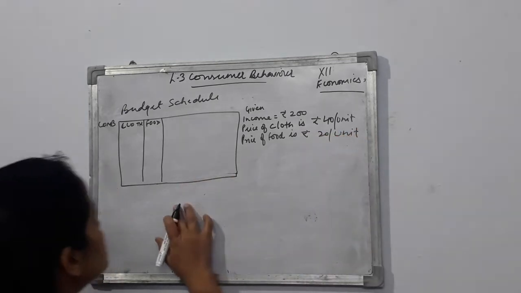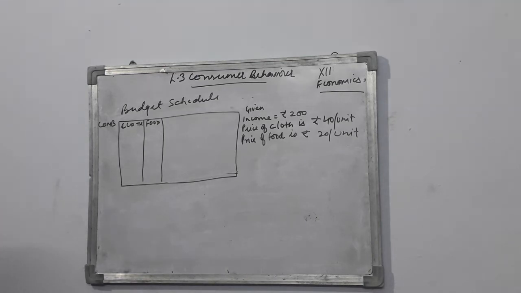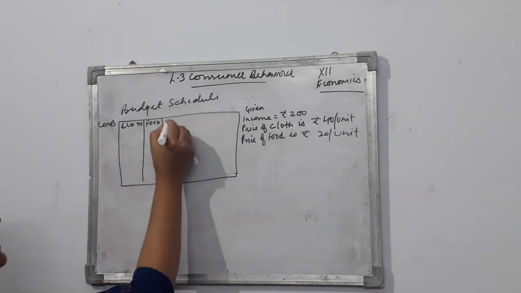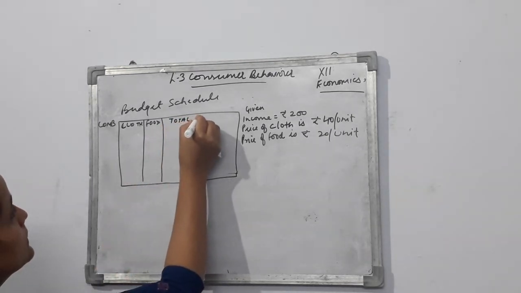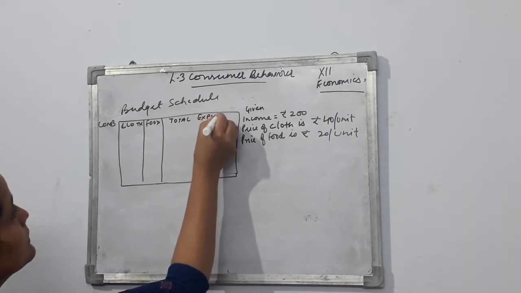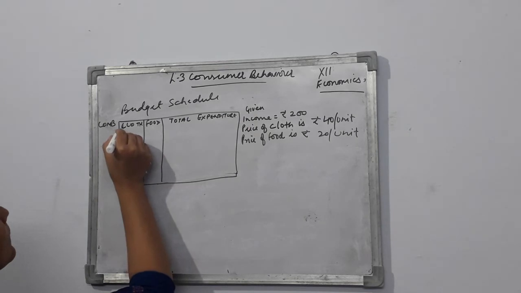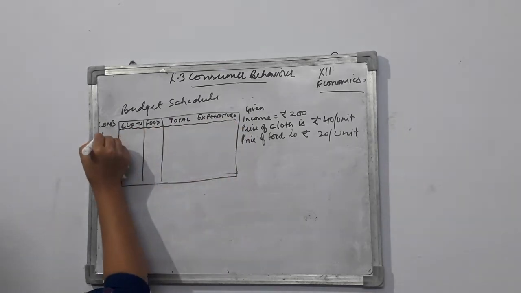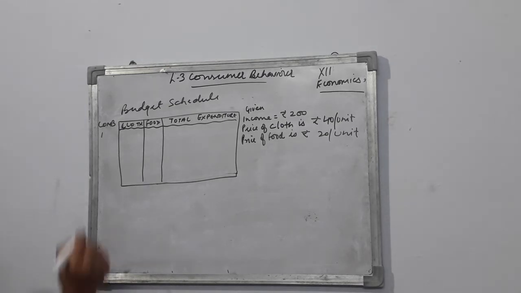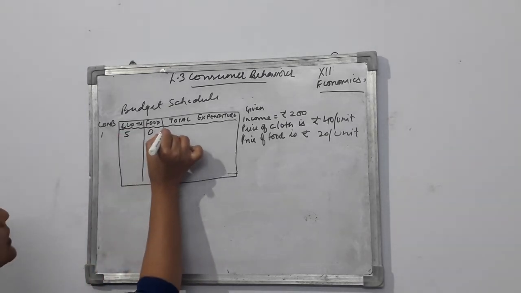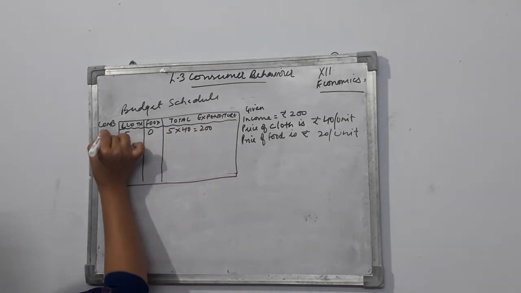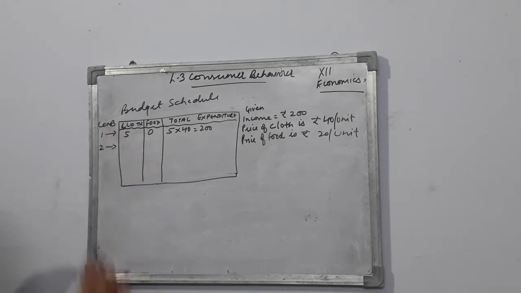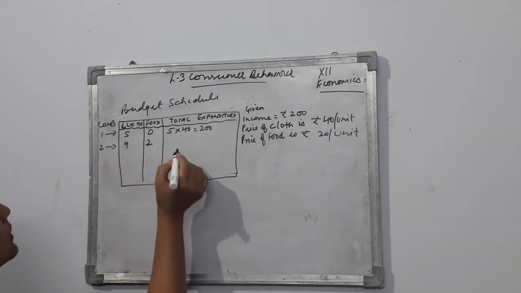So before drawing the schedule, we are going to just see these given things. So here is the total expenditure. This is your total expenditure. So the first combination you have is 5 of cloth and 0 of food. So 5 of cloth into 40 gives you 200. So here you are entirely spending your income. Second option that you have, or the combination that you have, is 4 of cloth and 2 of food. So let's see the expenditure.